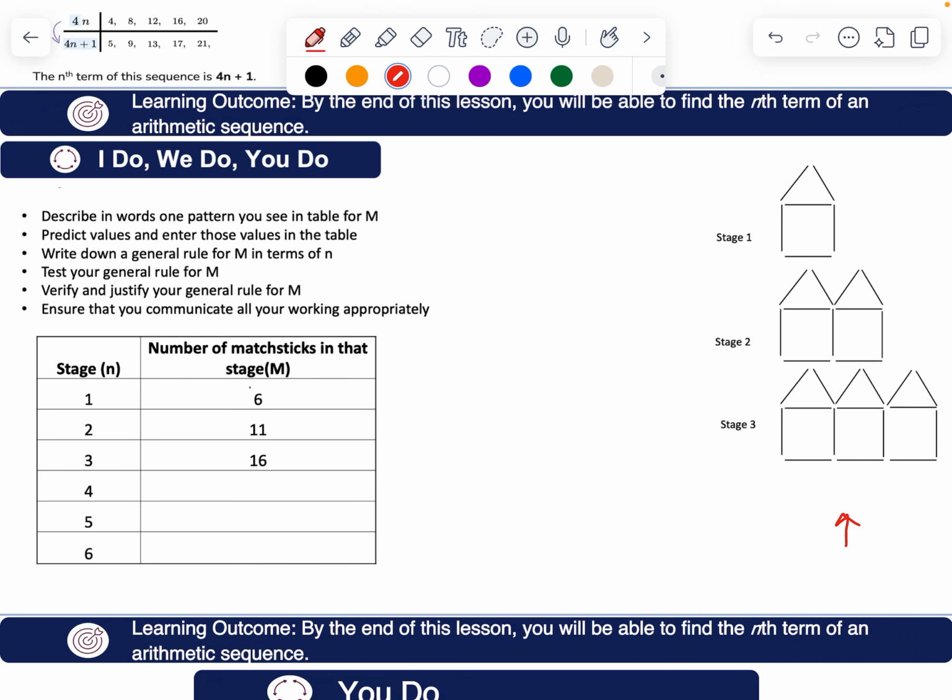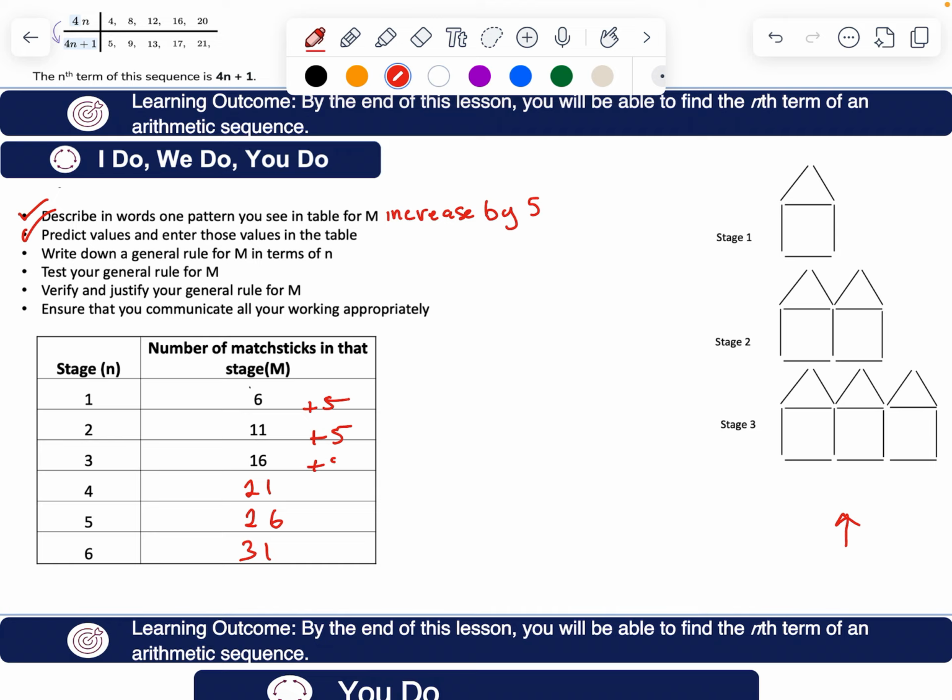Okay, so the first thing I'm going to do is describe in words the pattern that we see for M. So if we look, that is increased by 5, increased by 5. So for that first one, you can just say you notice that each stage increases by 5. Predict more values in the table. Well, if we're going to add 5 each time, that's going to be 21, 26, 31. So there it's done.